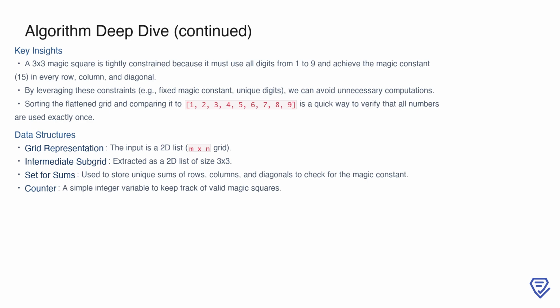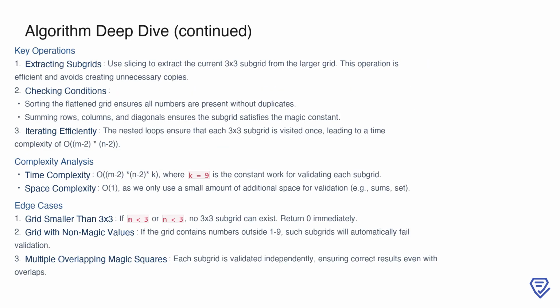during the iteration process. The algorithm relies on a few key operations to work efficiently. First, we use slicing to extract each 3 by 3 subgrid directly from the larger grid, which is computationally efficient and avoids unnecessary copying of data. Next, validation involves two main checks: sorting the flattened subgrid to confirm the presence of all required numbers, and summing rows, columns, and diagonals to ensure the magic constant is satisfied.